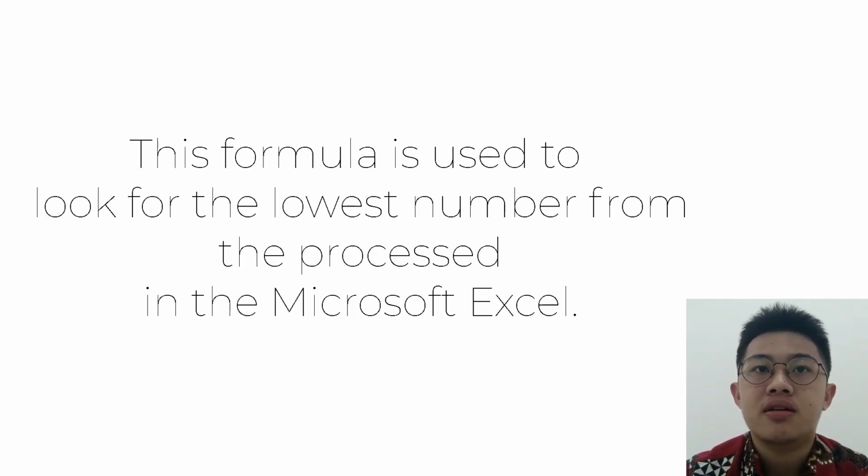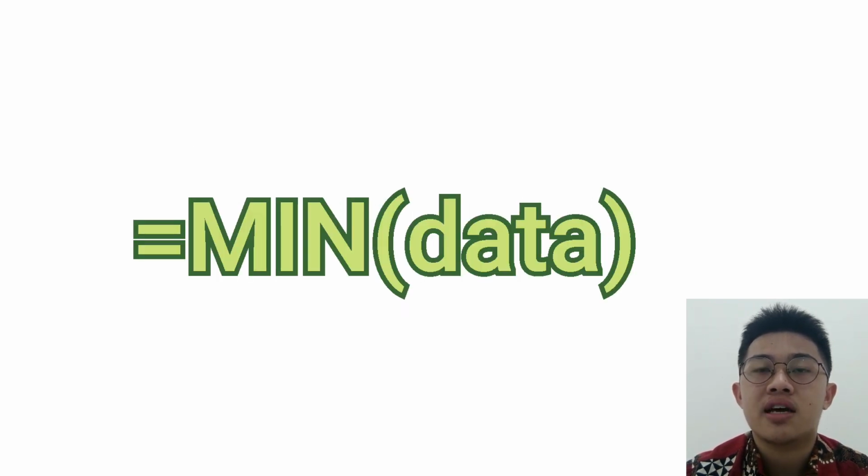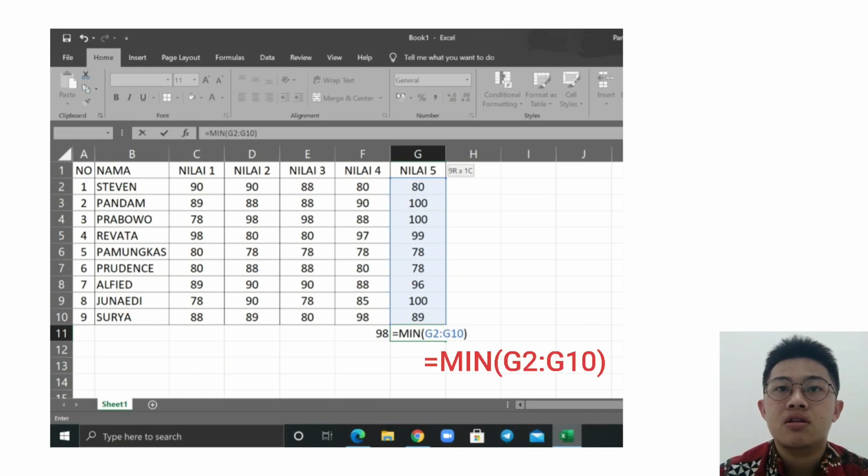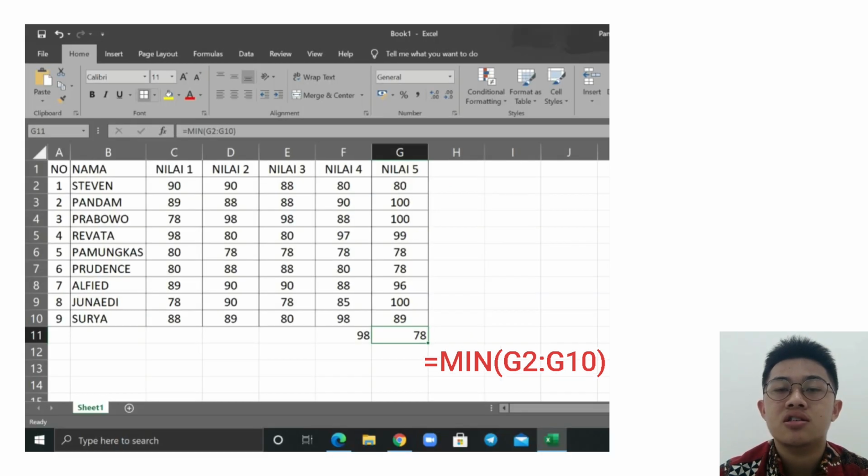Number 4 is mean. Otherwise, for the max formula, this formula is used to look for the lowest number from the processed data in Microsoft Excel. The formula is equal sign mean and your data. For example, we want to look for the lowest number in column G2 until G10 data. First, we have to write down the mean formula and then block and drag down column G2 until G10, and then press enter to know the result.